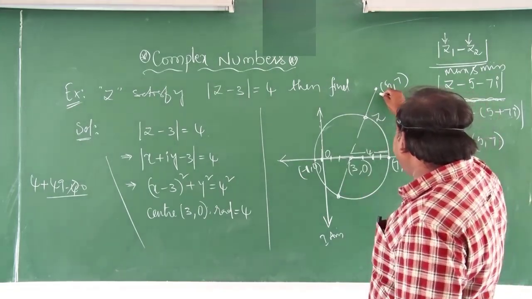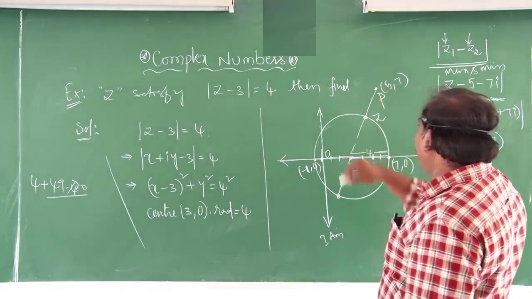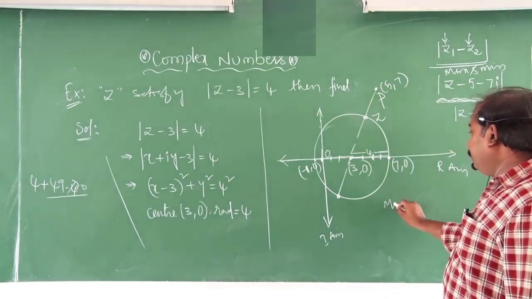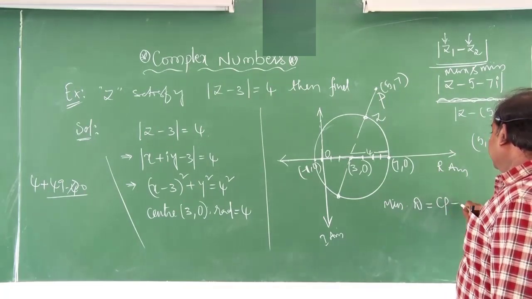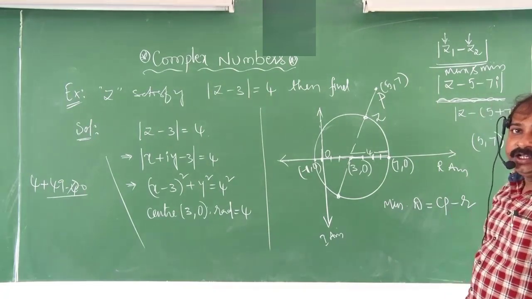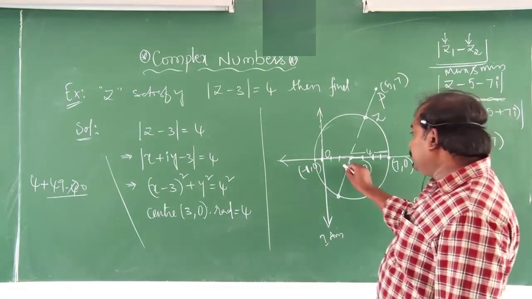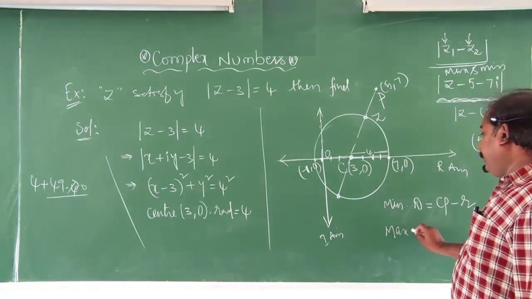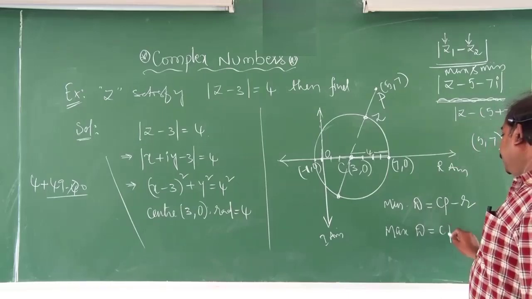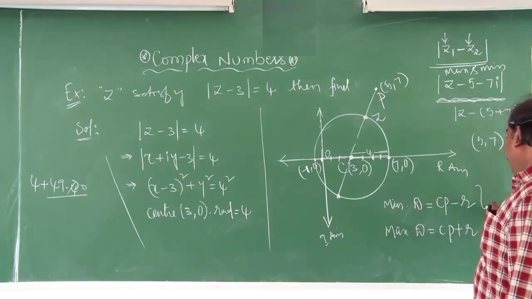If this is the point, for example, if the center is C, then the minimum distance equals, what is the minimum distance formula? CP minus r. Again the circle concept: if C is the center, CP minus r. The maximum distance is equal to CP plus r.